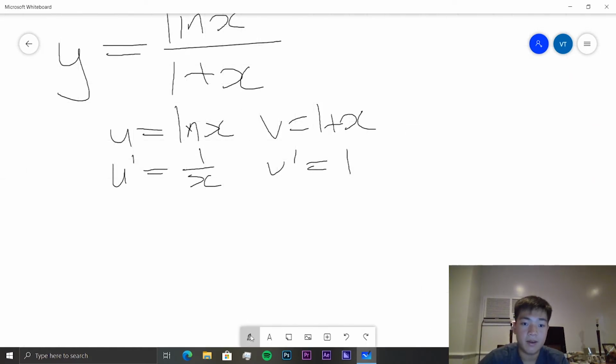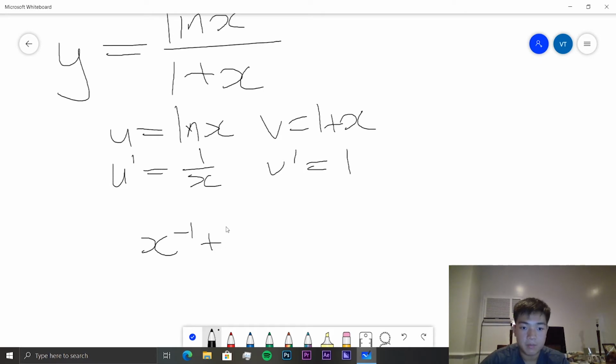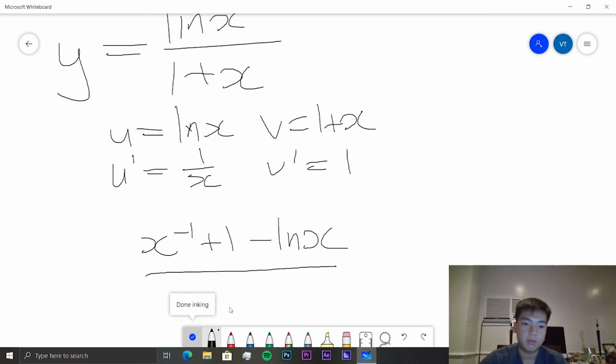So we have v times u prime, so 1 plus x times 1 over x, so we get x to the negative 1 plus 1, minus uv prime, which is ln x times 1, so minus ln x, all over v squared, which is 1 plus x squared.